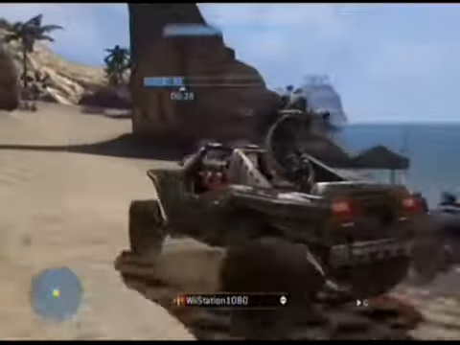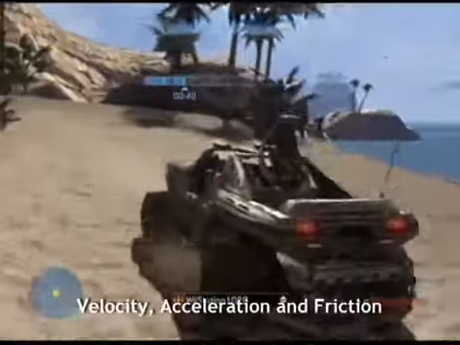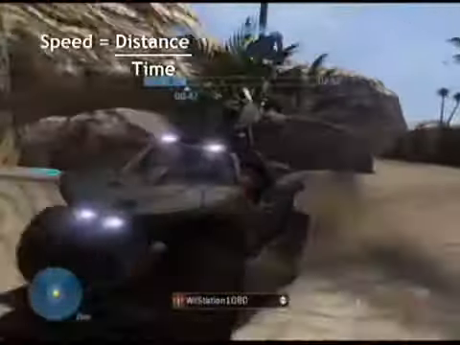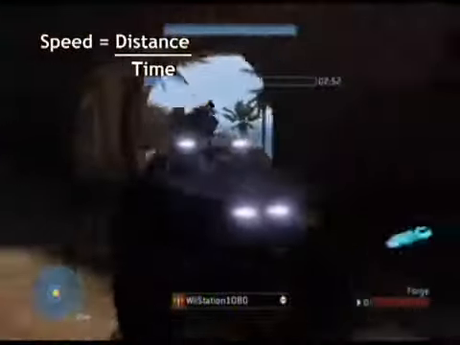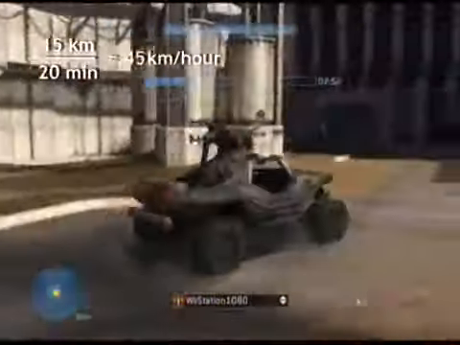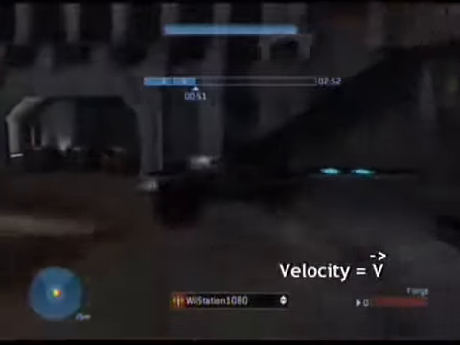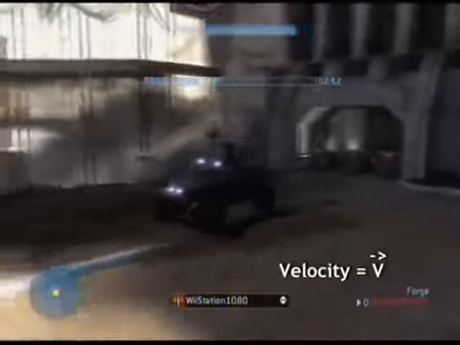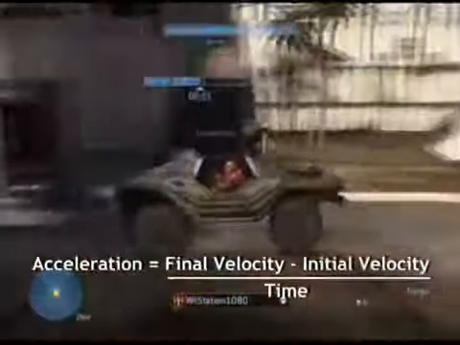During this segment, we'll show you the concepts of velocity, acceleration, and friction. Speed is equal to the distance divided by the time. An everyday example could be the 15 kilometers you drive in 20 minutes to school. Velocity is a vector, which means that it is in a specific direction. Once the direction changes, the velocity does as well.